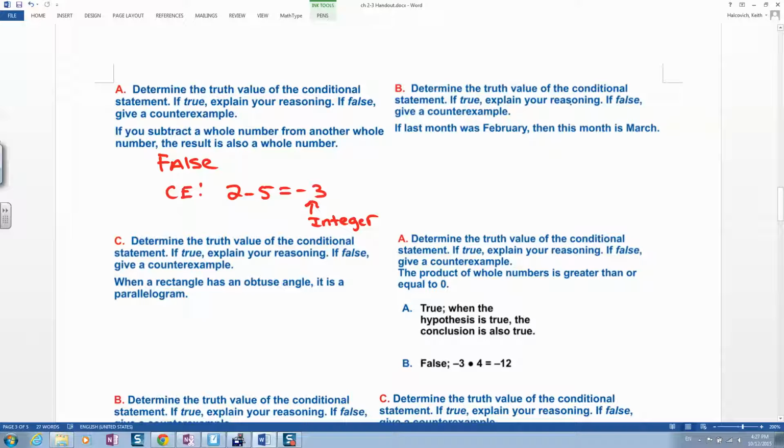All right, determine the truth value here. If last month was February, then this month is March. That is true, since March follows February.